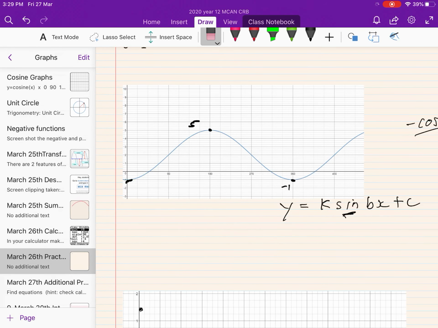And let's see. So we've got the max minus min over 2. Then that's going to be 5 plus 1 over 2, which is 3. So there's k. The amplitude is 3.